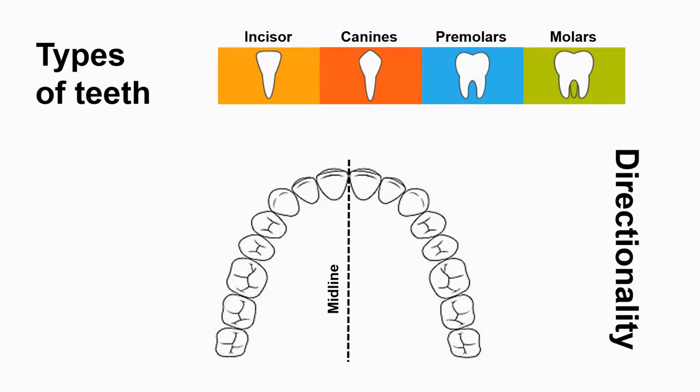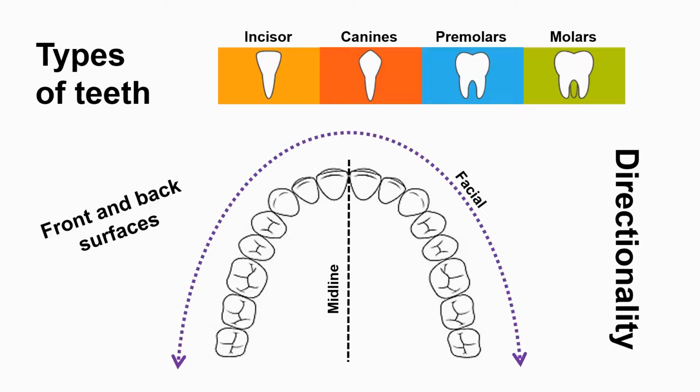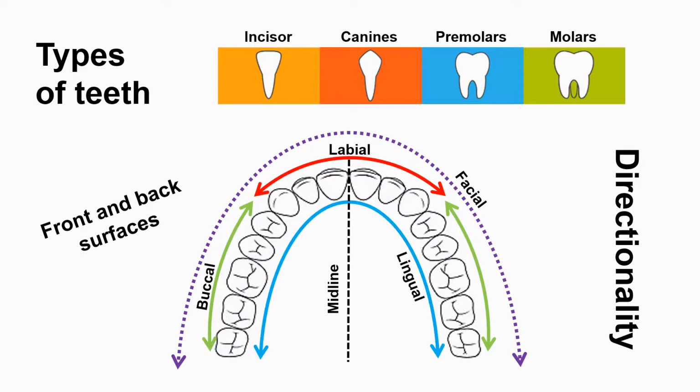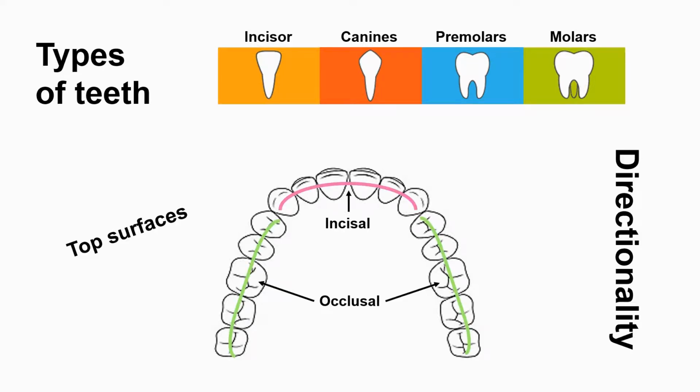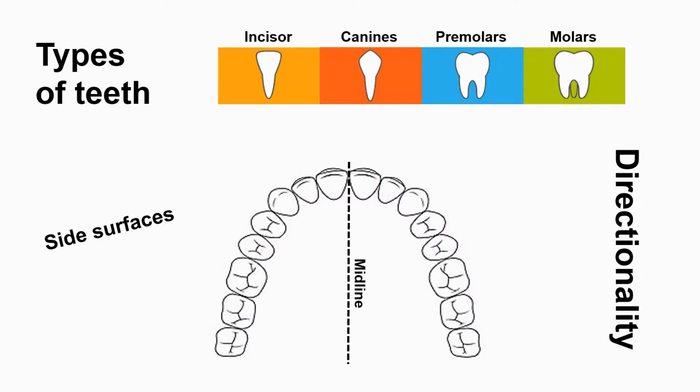An important part of describing a tooth is directionality. The front surface of teeth is called labial for the incisors and canines, and buccal for premolars and molars. The back surface is called lingual. The top surface, aka where the chewing happens, of a canine or incisor is called incisal, and occlusal in premolars and molars. The sides also have their own names. A surface facing towards the midline is mesial, and a surface away from the midline is distal.